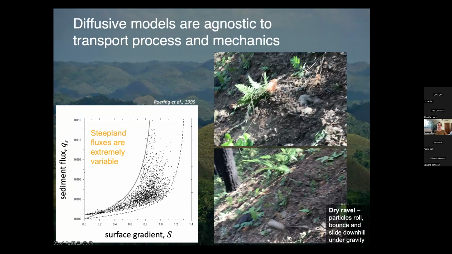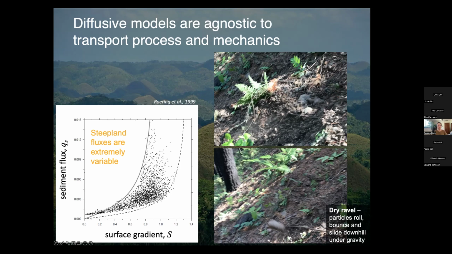The challenge, though, is that this is also an entirely phenomenological model, so it really lacks any connection to the mechanics of transport, which means that it's agnostic to process. So if we zoom in to look at actual steepland fluxes, as in this data from Roering's 1999 paper, it turns out that different processes and their distinct mechanics are responsible for a lot of variability, especially in steep landscapes.